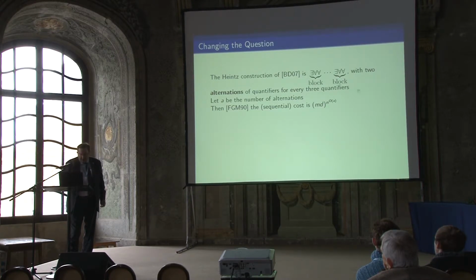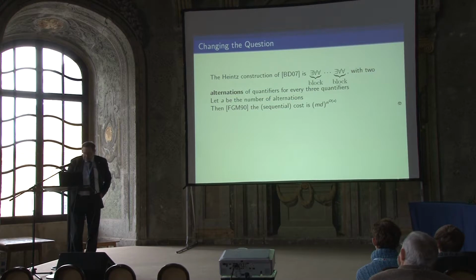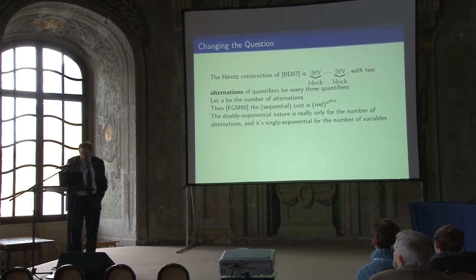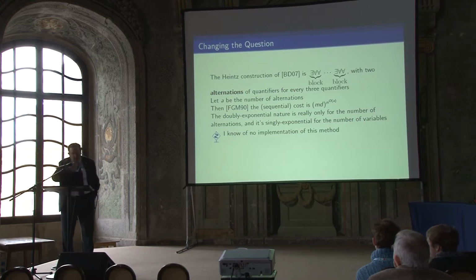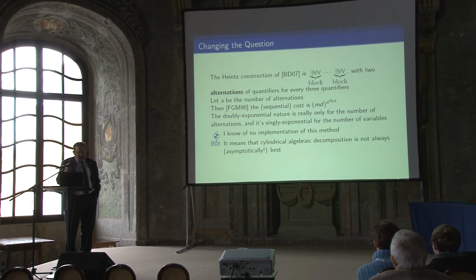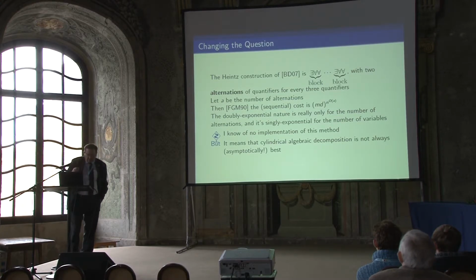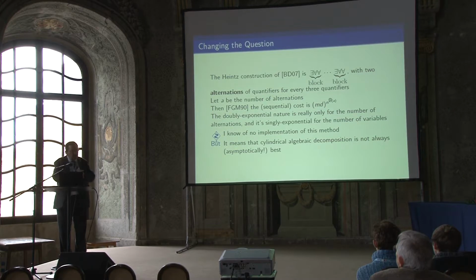Of course, the example we had, we've got 2/3 as many alternations as quantifiers, but other examples might not. As we said, the trouble is, I know of no implementation of this method. It's sat on the shelves of the theoreticians at the moment. But it does mean that cylindrical algebraic decomposition, the way I've described it, is not necessarily the best way, because cylindrical algebraic decomposition will always be doubly exponential in n. And this method, of course, is taking account not just of the polynomials, but of the quantifiers.